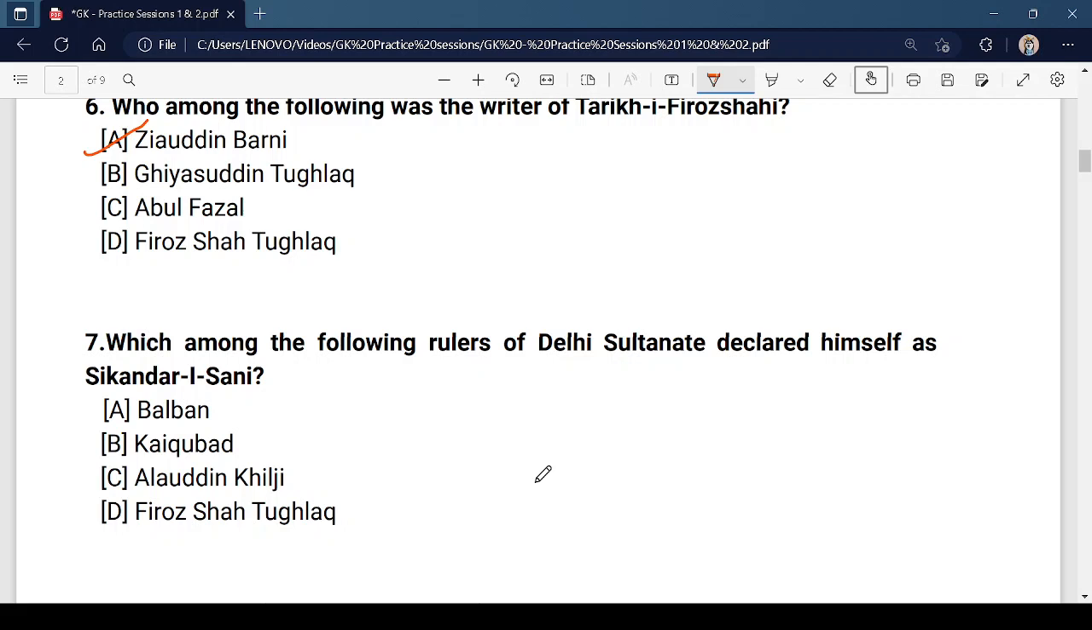So, which of the Delhi Sultans or kings declared himself Sikandar-i Sani? He called himself Sikandar-i Sani. Okay, the title of Sikandar-i Sani. The right answer is Alauddin Khilji. That is option C, right?